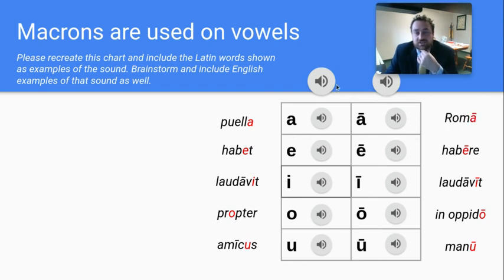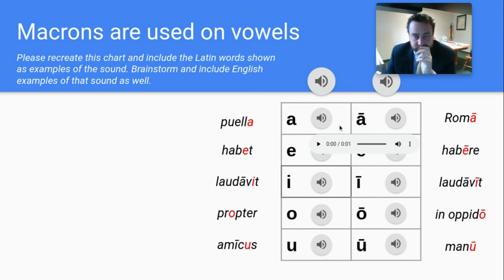Okay, if you click on these big buttons, it's going to tell you all the vowel sounds straight down: A, E, I, O, U. If you click on the little buttons, it's going to pronounce the example word that goes with that letter. So if you want to hear what that sounds like in a word, Roma. Okay, so those are the long vowel sounds, but the short ones, let's give them a listen and see how they compare.